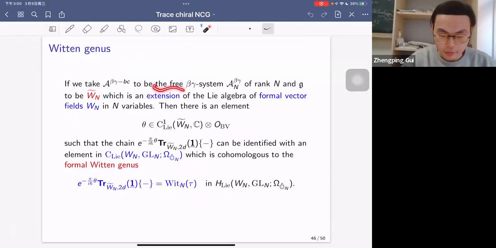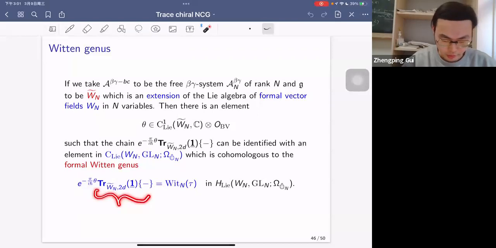Now, if we take the free beta gamma system, we suppose that we only have the bosonic part, so we have n copies of the beta gamma systems, and let W_n tilde be the extension of the algebra of formal vector fields of n variables. So this is isomorphic to x_i, partial x_i. So it's just the formal vector fields. So these vector fields can be viewed as a subalgebra of the inner derivations of these chiral algebras.